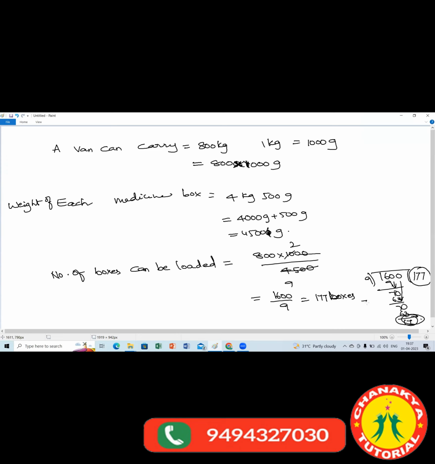You can neglect this. They are only asking how many boxes can be loaded in a van, so there are 177 boxes that can be loaded in a van. If you keep more than that, the van cannot carry. The capacity of the van is only that part. All right, children.